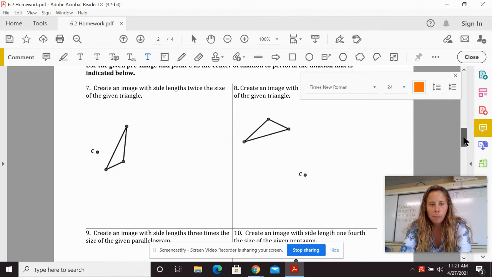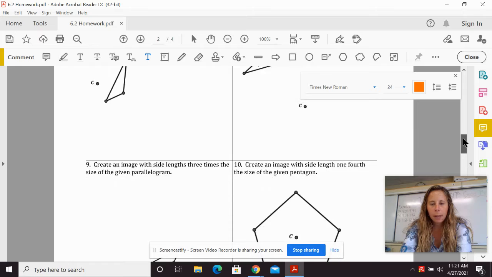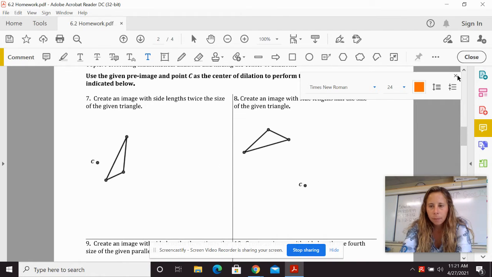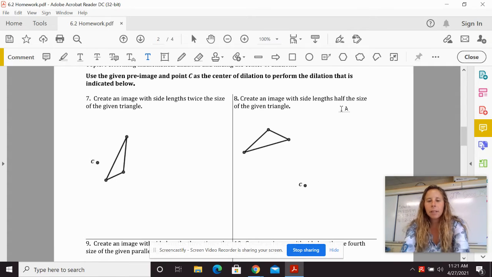Let's do, I don't want to do number 7. How about we do number 8? So it says, create an image with side lengths half the size of the given triangle. So we're going to do what we did in class.